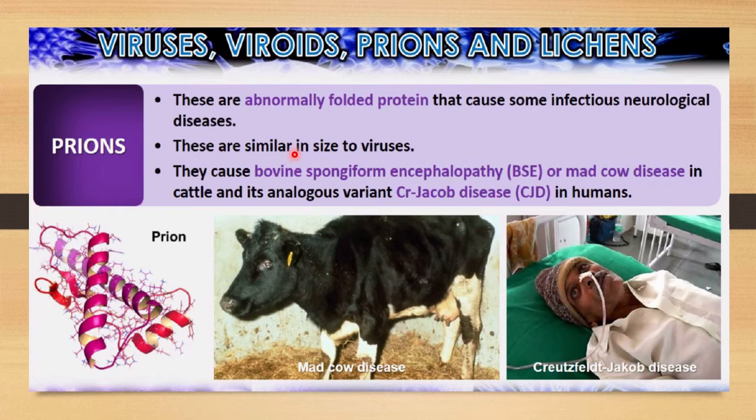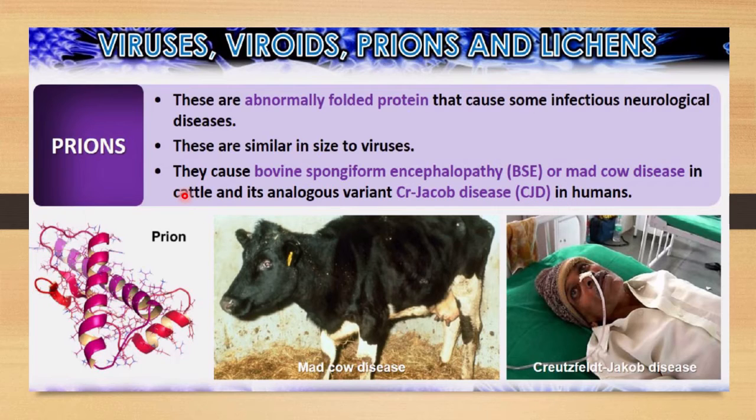These are similar in size to viruses. Prions are responsible for causing bovine spongiform encephalopathy, also called BSE, and it is also considered mad cow disease in cattle. Here you can see this is mad cow disease, an infectious disease in cattle, and a similar variant in humans is called Creutzfeldt-Jakob disease, or CJD.